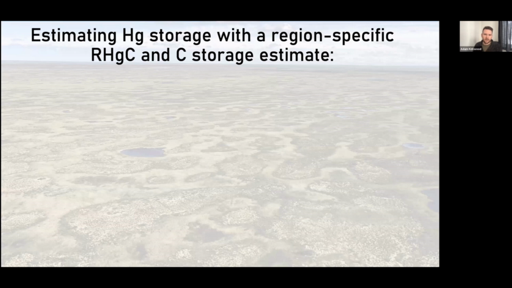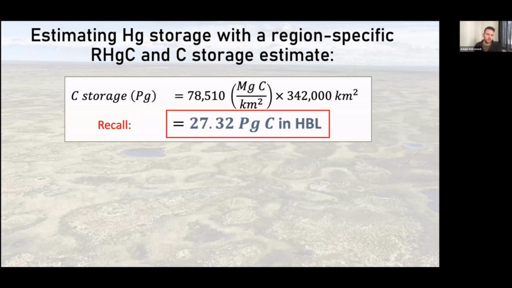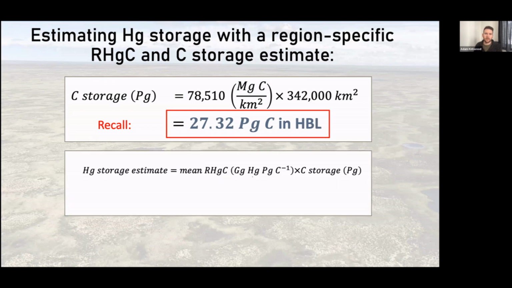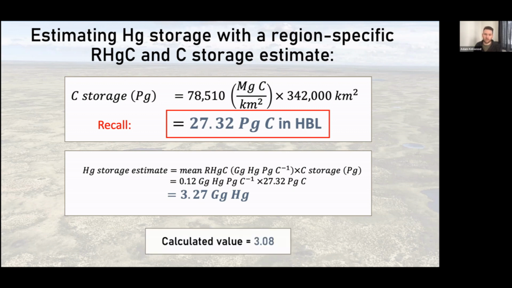Again, it's a very similar calculation to before, and I want you to recall that we estimate that there's about 27.3 petagrams of carbon. To use a ratio of mercury to carbon, we just take the mean ratio of mercury to carbon, which can be converted to gigagrams of mercury per petagram of carbon, and then multiply it by our carbon storage. So it's a very straightforward calculation. We find a mean ratio of mercury to carbon of 0.12 gigagrams of mercury per petagram of carbon, and we multiply that by our estimated carbon storage of 27 petagrams. It estimates that there's about 3.27 gigagrams of mercury. Again, fairly similar to our original calculated value of 3.08 gigagrams.